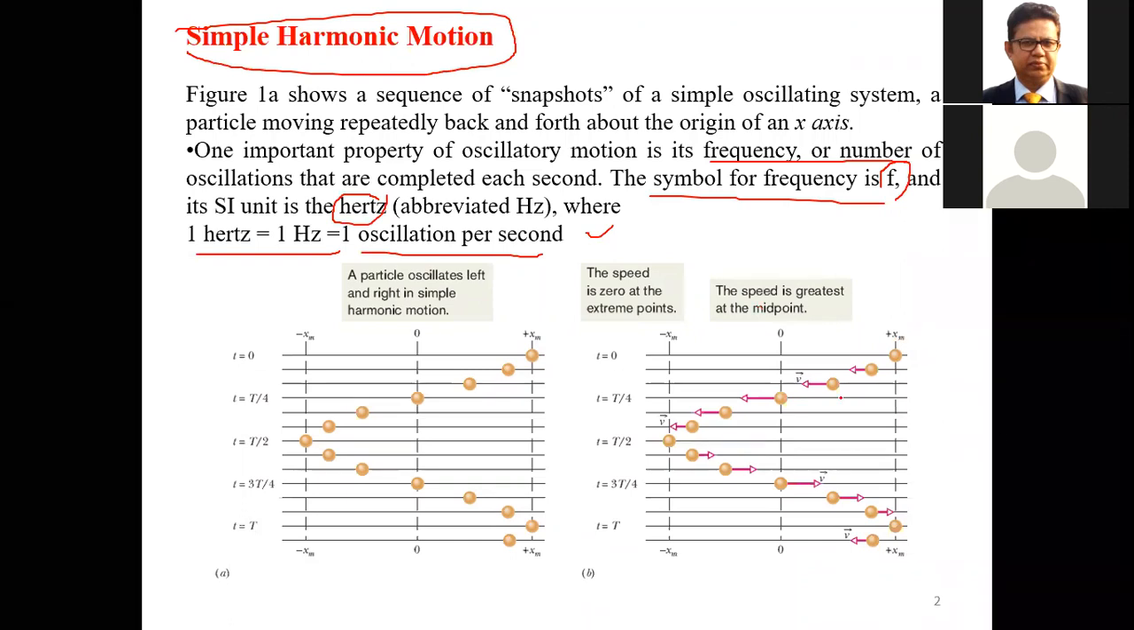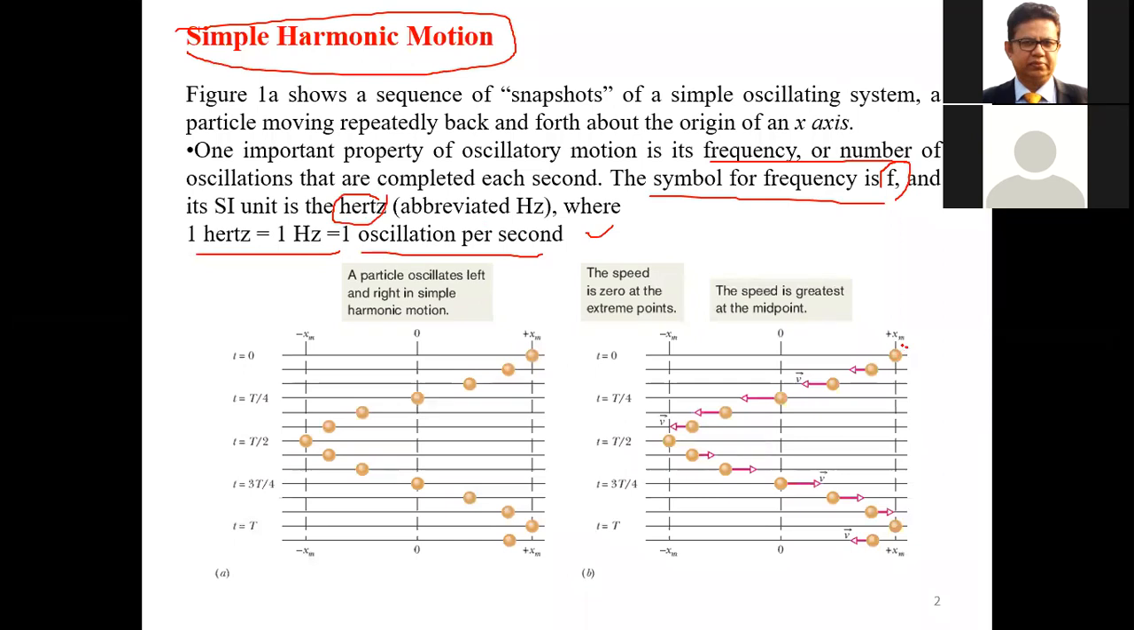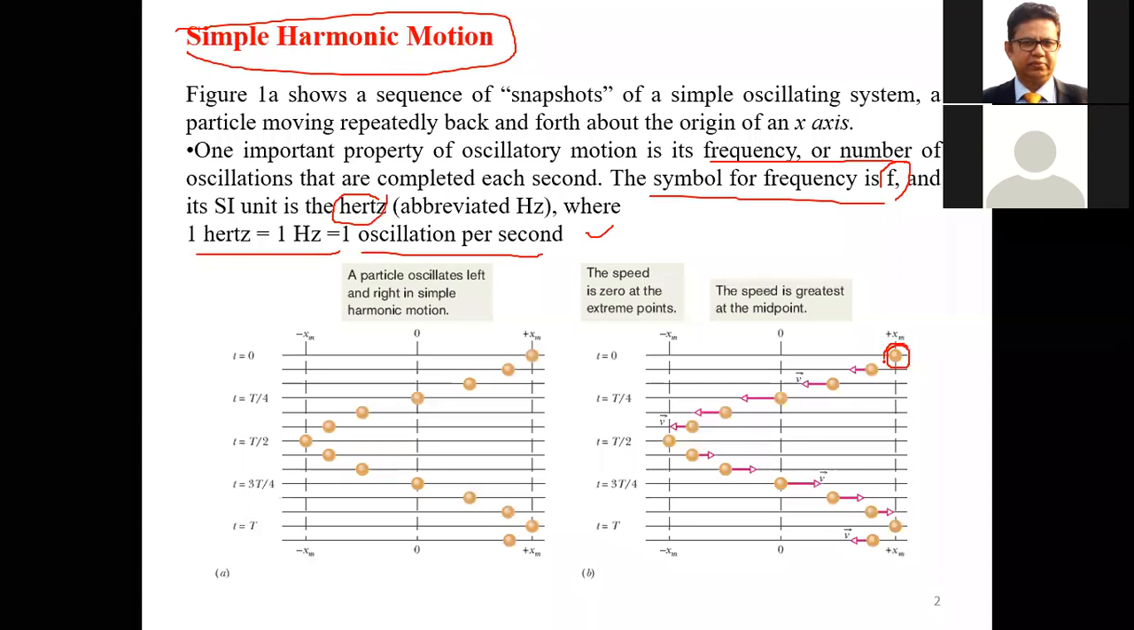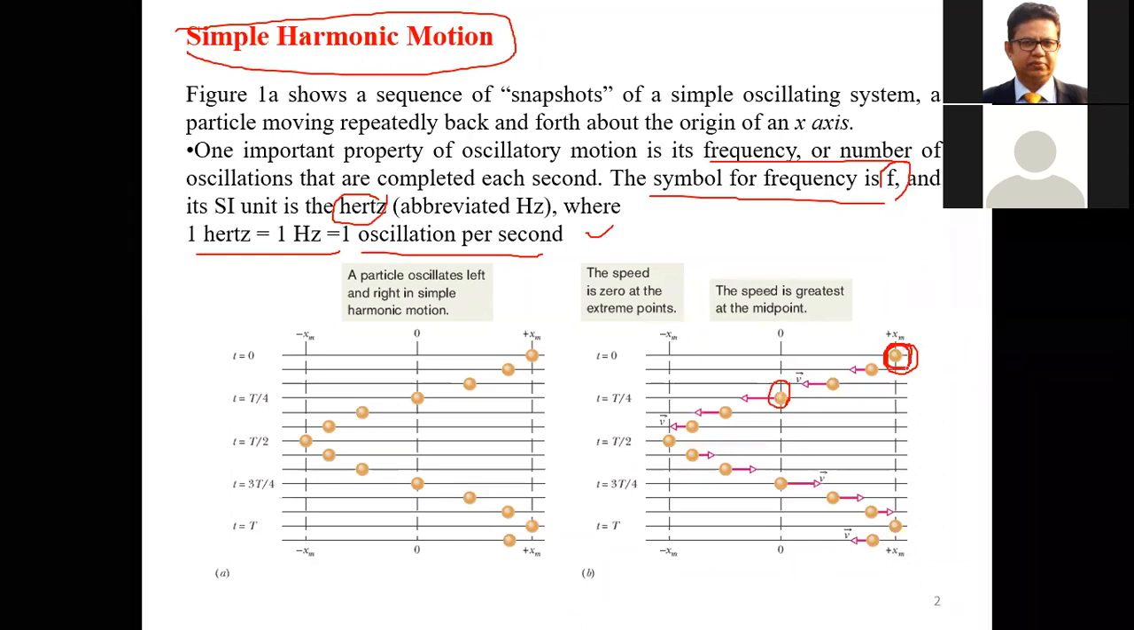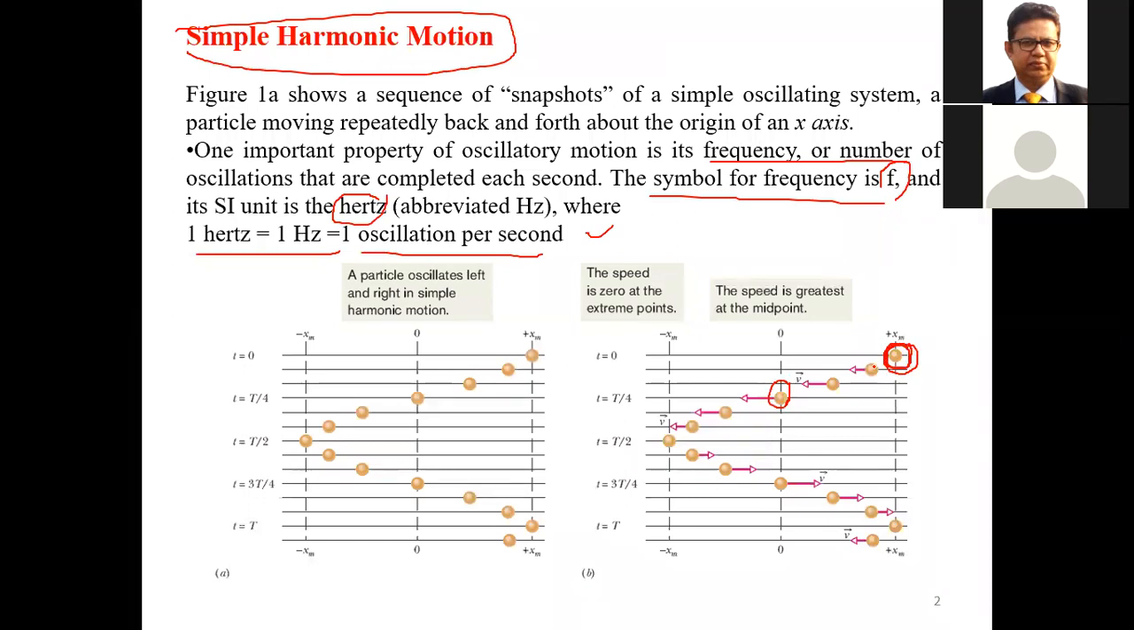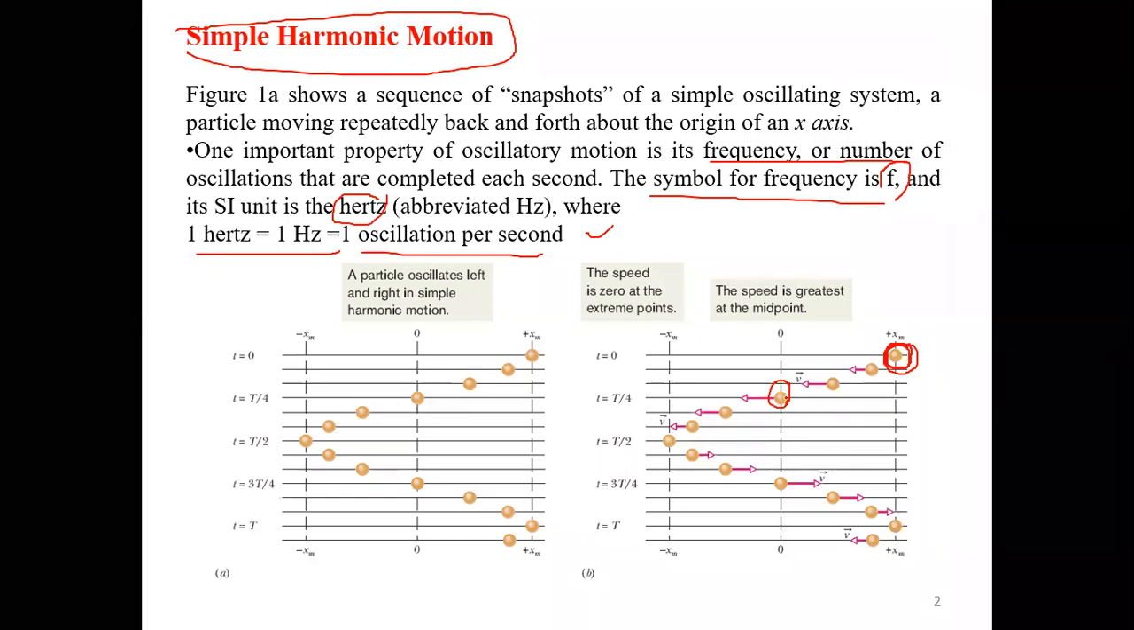Now, what happens when the particle moves from here? In this figure, I show the velocity of the particle while it is oscillating. When it starts from here, its velocity is 0, so it has potential energy. That potential energy is converted to kinetic energy, which means it gets velocity. The velocity is maximum when it passes through the origin. There it has fully kinetic energy and the potential energy is 0.